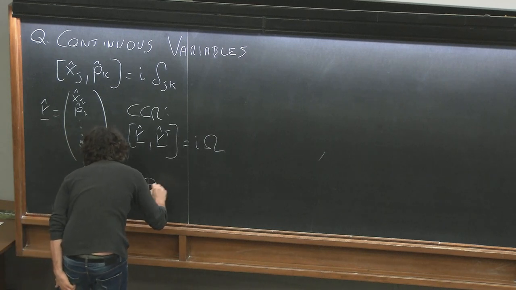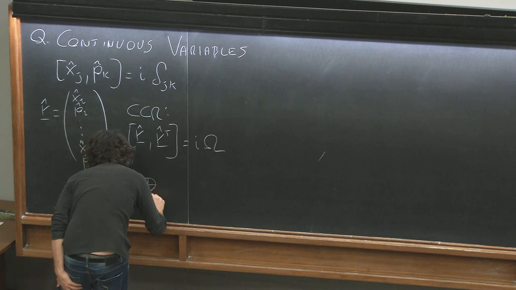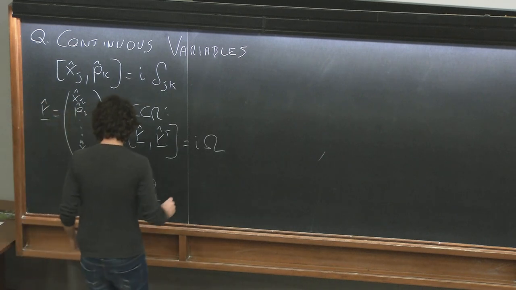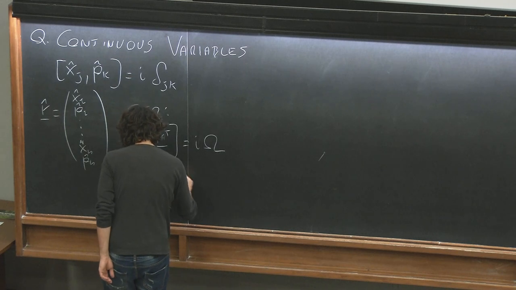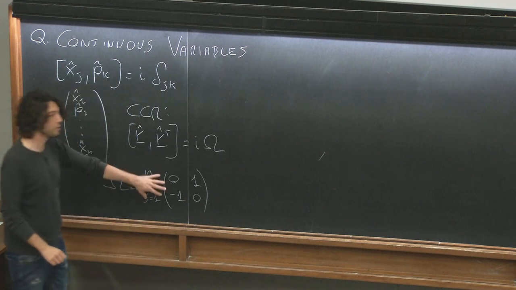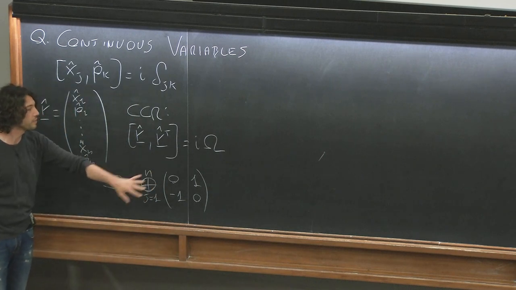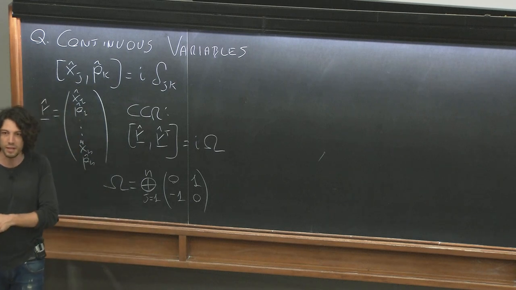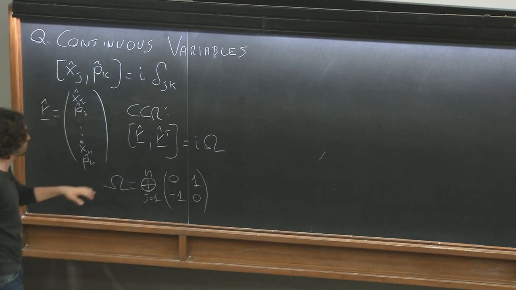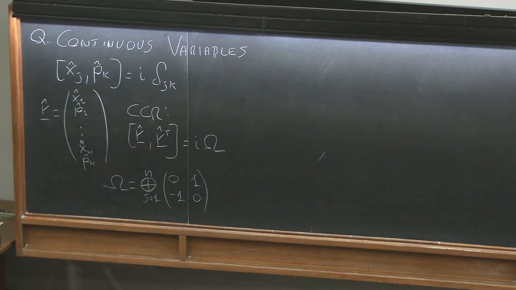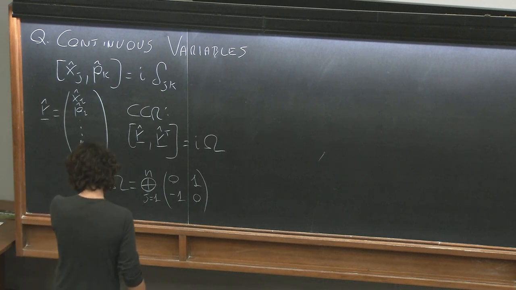Let's say we have n degrees of freedom. This matrix is a direct sum of these blocks. It's an anti-symmetric, non-degenerate matrix written that way, and it represents the canonical commutation relations in this formalism. I like this formalism because it's very powerful and will allow us to prove things rather quickly later on.